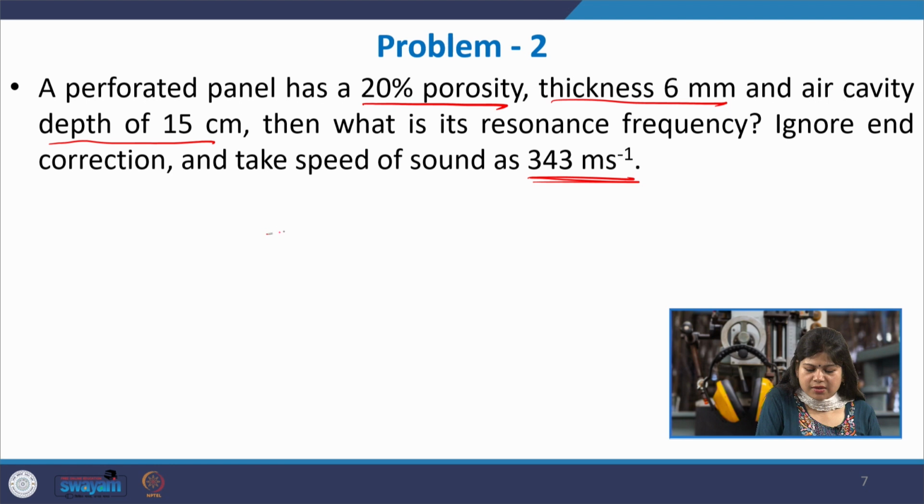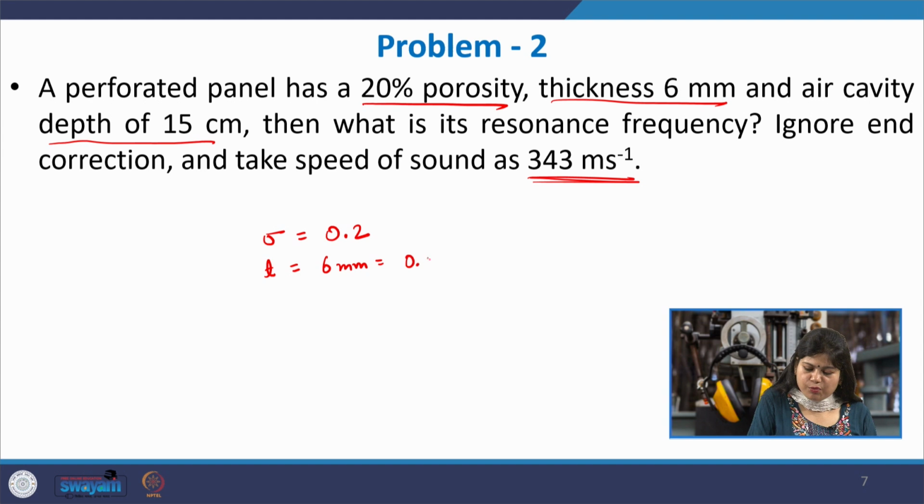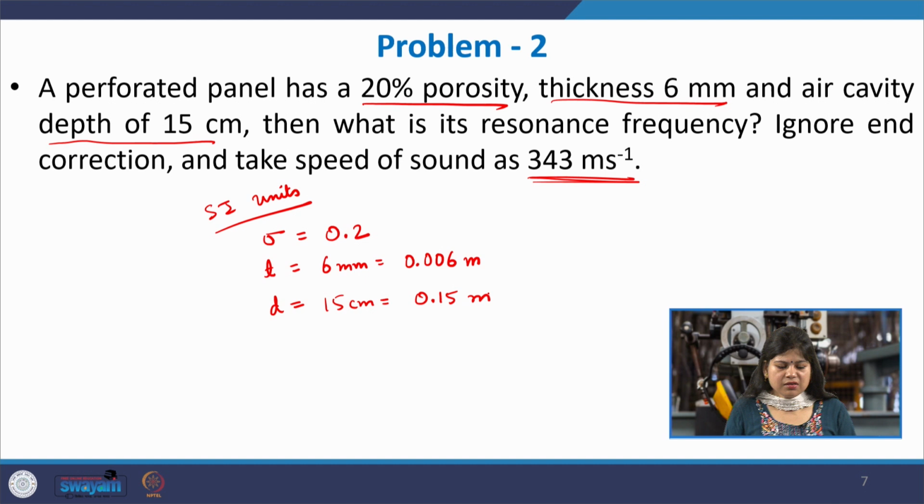Let us take account of the things given. Sigma is given as 0.2 because we take the porosity not as a percentage but as a fraction when doing the calculation, so 20% is simply 0.2. The thickness, without the end correction, and end correction need not be taken, is 6 millimeters, which is 0.006 meters. Let us write everything in SI units. The air cavity depth is 15 centimeters, which we can write in SI units as 0.5 meters, and the speed of sound is already in SI units.